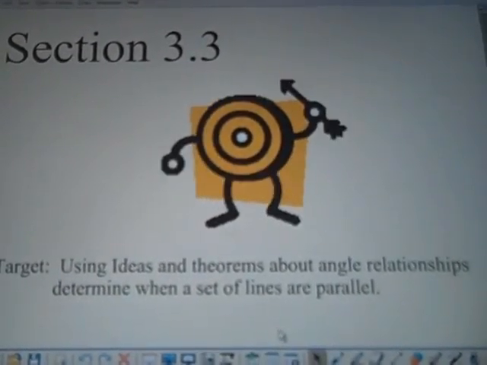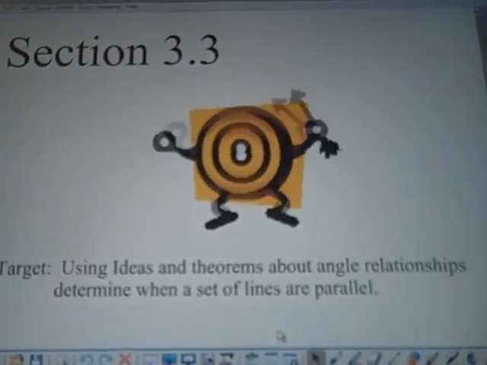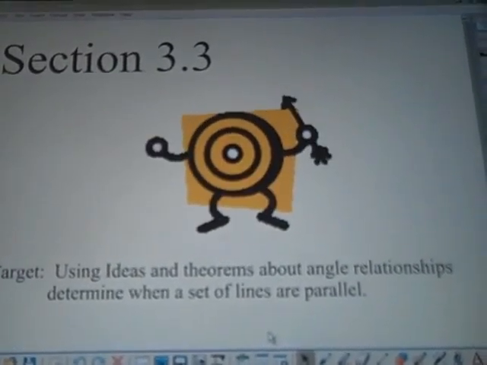Okay guys, here's the last one we'll do for today. Using ideas of theorems about angle relationships to determine if the set of lines are parallel.